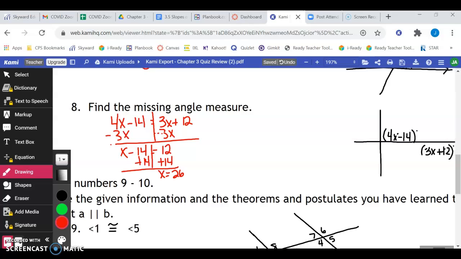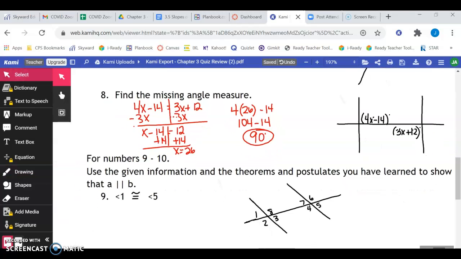Now I have to plug it into one of those 2. We know that because they're alternate interior angles, they're the exact same measure. So I'm just going to pick that top one. So I'm going to do 4 times 26 for the x minus 14. And 4 times 26 is 104. And when I do 104 minus 14, I get 90 degrees. So the angle measures of both of those angles is 90 degrees.